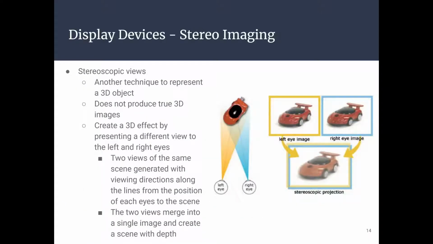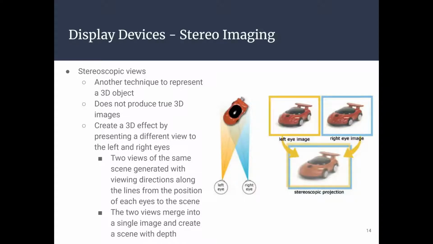So now I'm going to talk about display devices specifically with stereo imaging. So stereoscopic views is another technique to represent a 3D object. However, with stereoscopic views, you actually do not produce a true 3D image. What happens is that stereoscopic views actually create a 3D effect by presenting a different view to the left and right eyes. So usually 2 views of the same scene will be generated along the viewing direction and position of each eye to the scene.